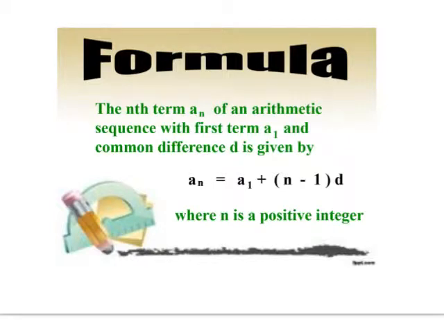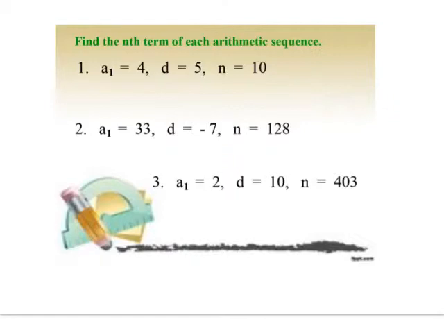In these examples, we're asked to find the nth term of each arithmetic sequence. So I'm going to start by writing down the formula. And now I'm going to substitute the values that were given into this formula. Here I'm looking for the 10th term of the sequence that starts with 4. 4 is the first term. And we're looking for the 10th term, so we substitute that in for n, where the common difference is 5.